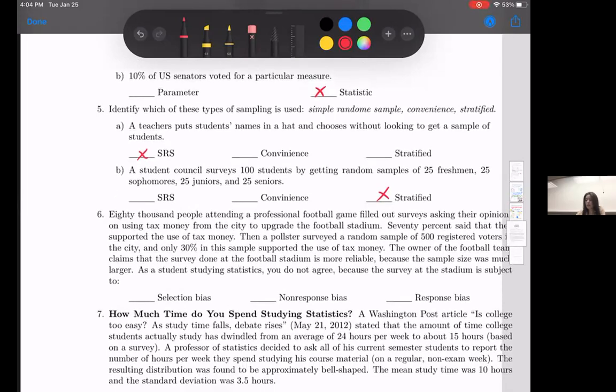Somebody just give me an example of convenience. I don't have it here, but somebody give me an example of convenience. They walked down the hallway and chose the first 5 people they saw. Yeah, that's it. Perfect. Thank you.